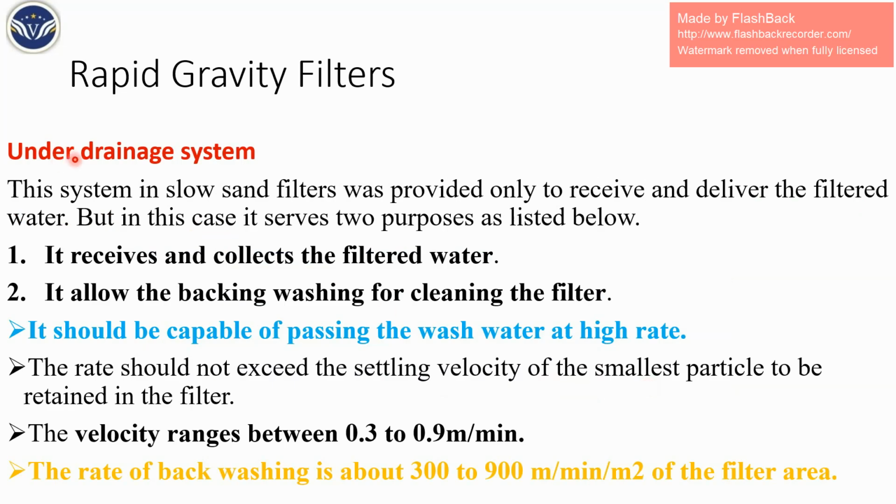The under drain system. Here the unique part of the rapid sand filter is the under drain system. In a slow sand filter, the under drain system is used only to receive the treated water and deliver it to the water supply lines. But here it serves two purposes. One is that it collects the filtered water. The other is backwashing. It helps in cleaning the filter. Backwashing is nothing but helping the filter clean itself.